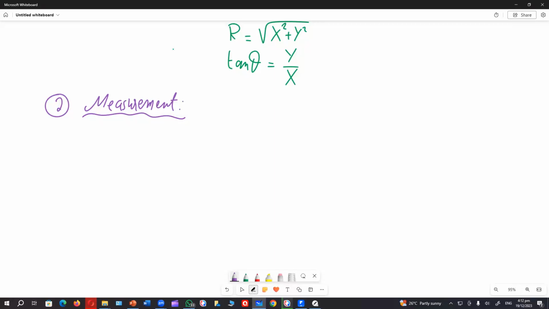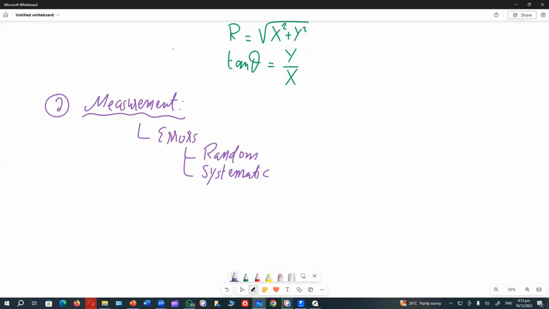Measurement is our second chapter. The first topic to discuss in this chapter is errors. There are two types of errors. One is called random error and the second is called systematic error.